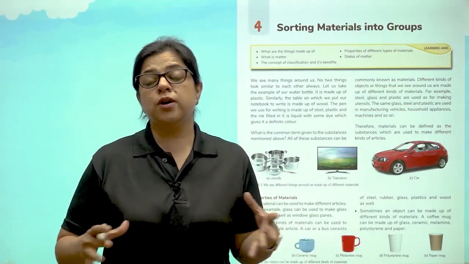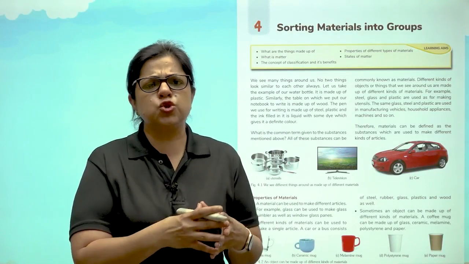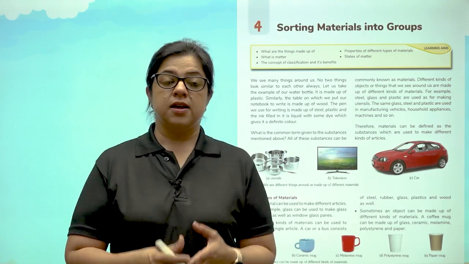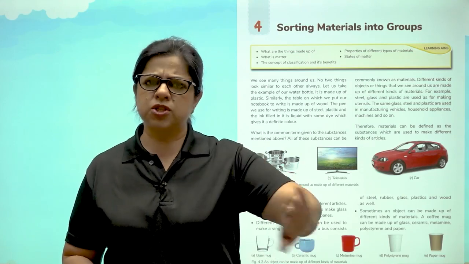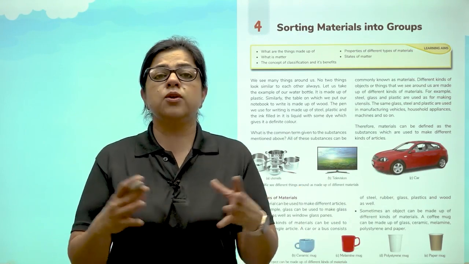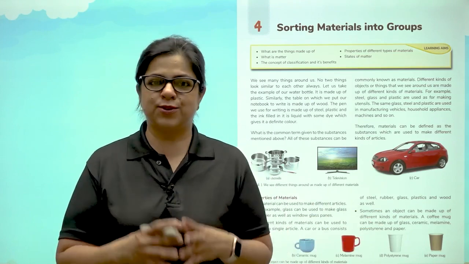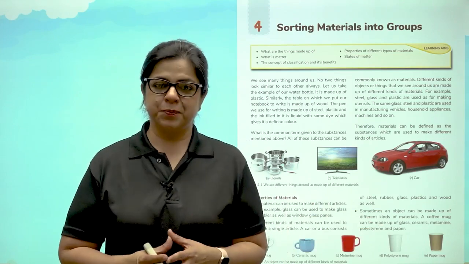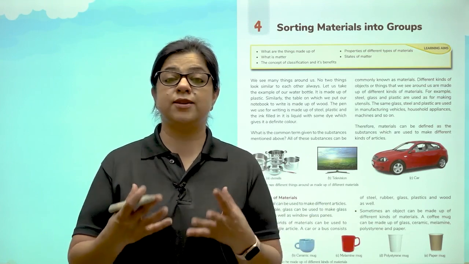Children, when you look around yourselves, even right now when you're watching this video, you can see so many different things. You can classify these things, you can separate them, you can call them your stationery items, you can call them furniture items, you can call them things made of cloth, things made of paper, etc. Isn't it interesting? Everything around us is a substance, it is an object.